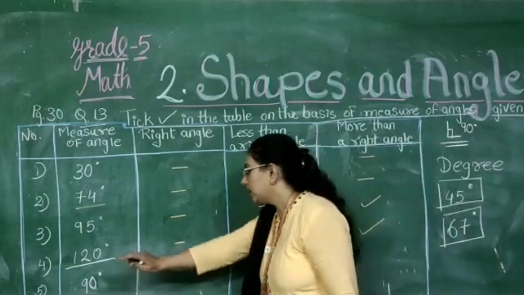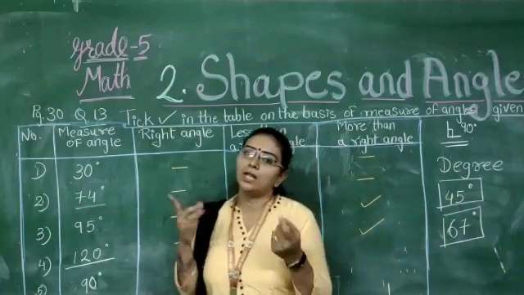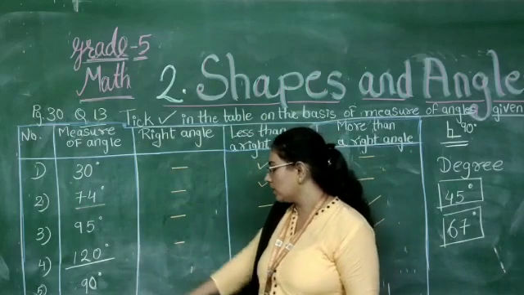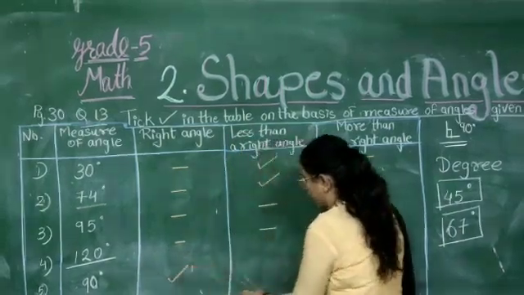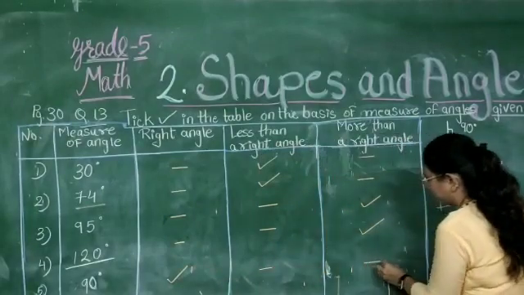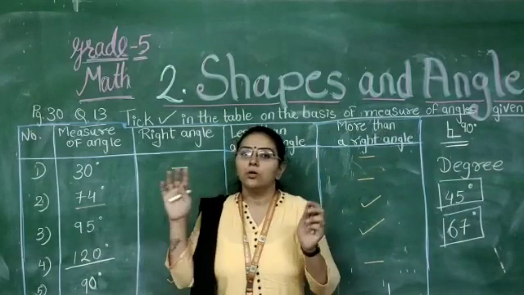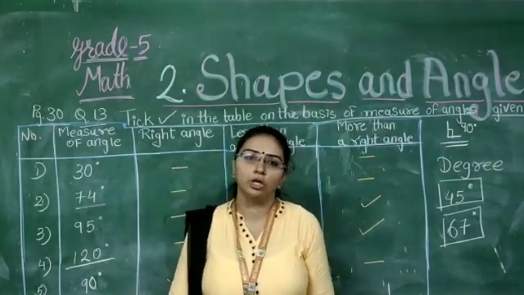Now 90 degree. As I have told you, right angle means the L shape form. You have to remember, you have to memorize this thing. 90 means our right angle. So we are going to tick over here and you are going to put the hyphen in the others. As I have told you clearly, the 5 sums I have taught you over here and the next 5 you have to solve in your book.